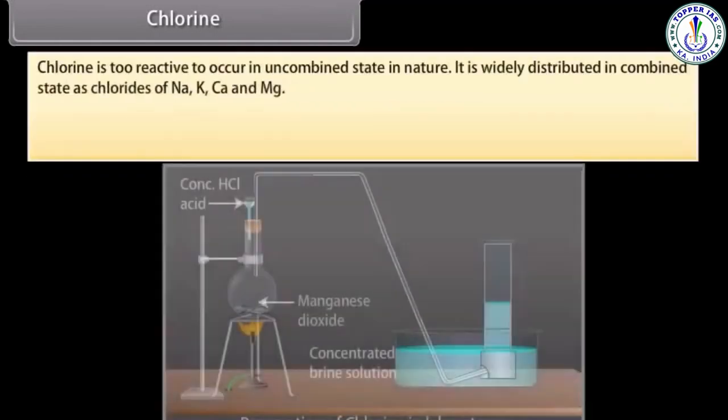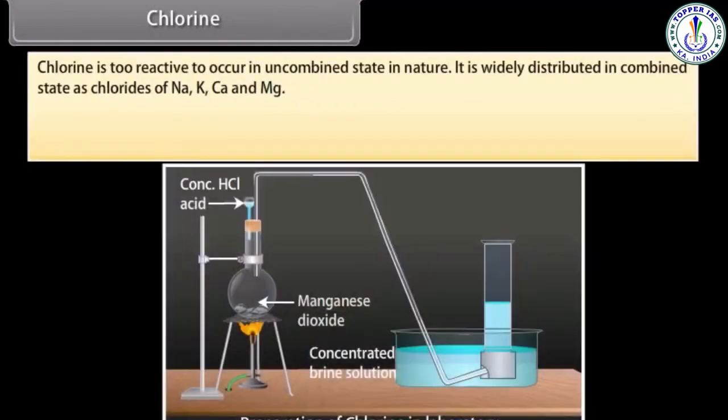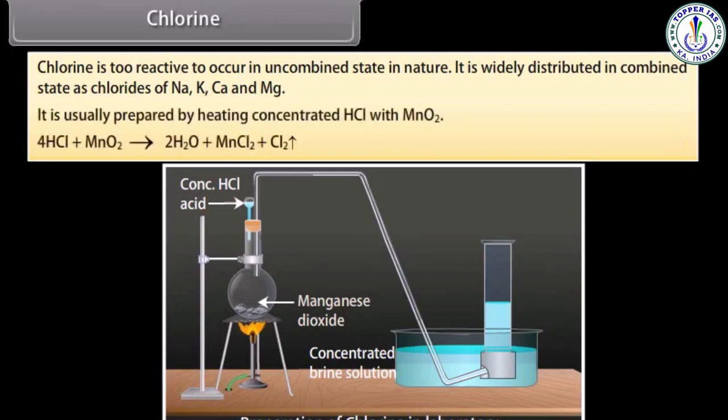Chlorine. Chlorine is too reactive to occur in the uncombined state in nature. It is widely distributed in the combined state as chlorides of Na, K, Ca and Mg. It is usually prepared by heating concentrated HCl with MnO2.